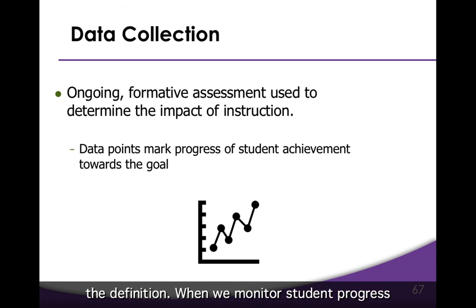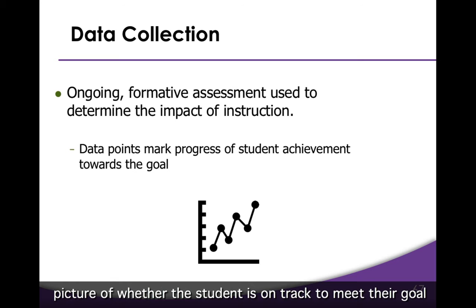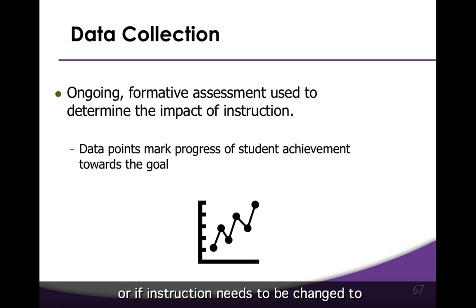First, the definition. When we monitor student progress, we're actually using a type of formative assessment to determine whether our instruction is moving the student forward. Regular probes of skills outlined in goals on the IEP provide data points. Graphing the data points gives teachers a visual picture of whether the student is on track to meet their goal or if instruction needs to be changed to have a better result.